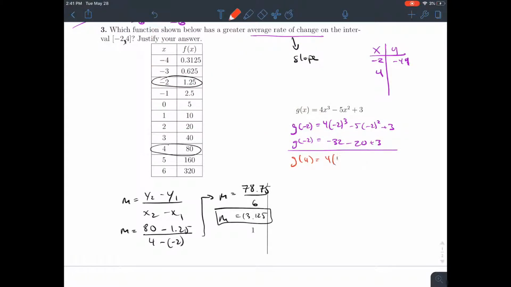Next up we do g of 4. And that's 4 times 4 cubed minus 5 times 4 squared plus 3. So g of 4 is equal to 256 minus 5 times 16, which is 80, plus 3. So g of 4 is equal to 259 minus 80, which is 179.